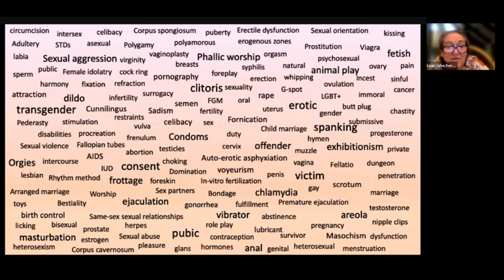Anybody else, or have we done everybody? Infertility. Oh, I'm sorry. Testosterone. Okay, and tell us what that means. Testosterone is one of the hormones that is responsible for aiding and helping a man's reproductive system. Exactly. So we're talking about testosterone, right?